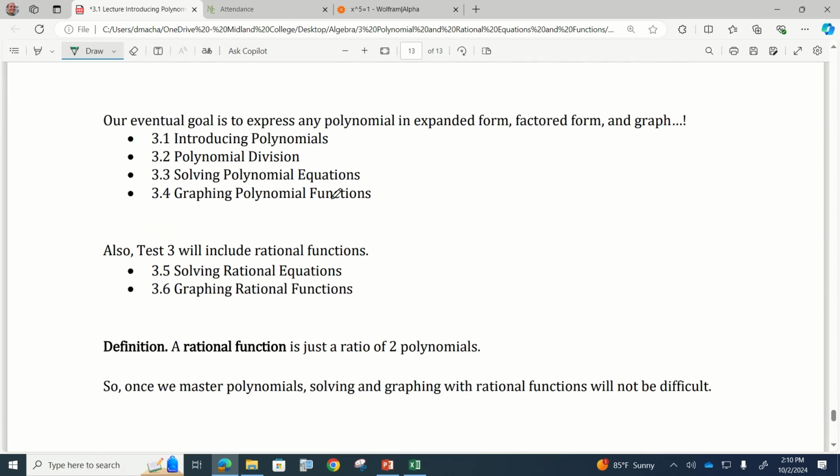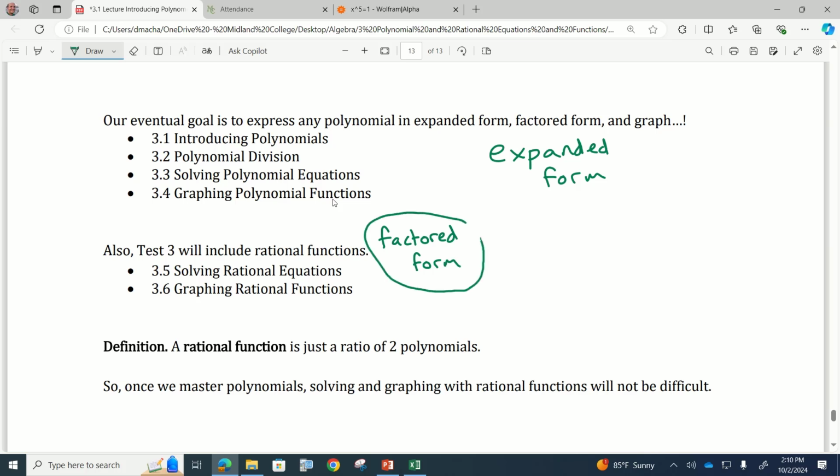Our goal in the next 3 weeks is going to be this. We're going to want to recognize polynomials when we see them in expanded form and be able to tell what's their leading coefficient, what's their degree, what's their constant term. We want to recognize polynomials in factored form. We want to know what are their roots, what are the multiplicities, what's the leading coefficient, what's their degree.